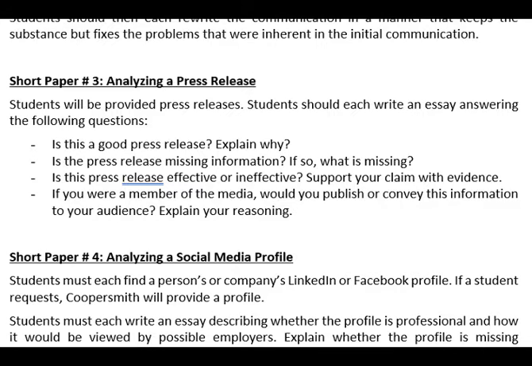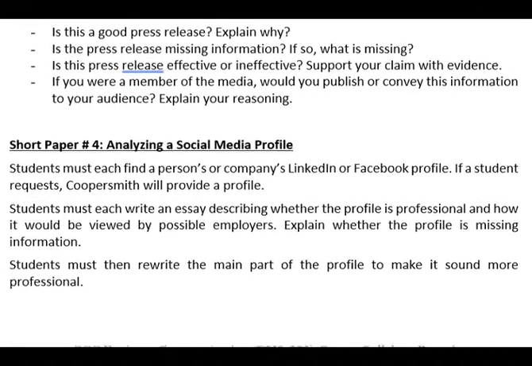You could say it was a pretty good press release, but it had some problems. You could say I would have changed X, Y, Z, but other than that, the press release was fine. There's no inherent right or wrong answer there, but again, it's a pretty good candidate for a 5-paragraph essay.